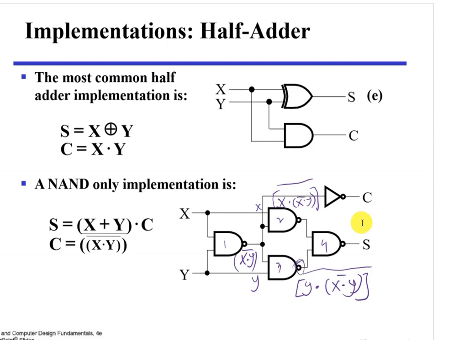And now what we have here at the output: these two will go to the fourth NAND gate as input. Let me just quickly erase this. The output of this, S, should be equal to x exclusive-OR y.